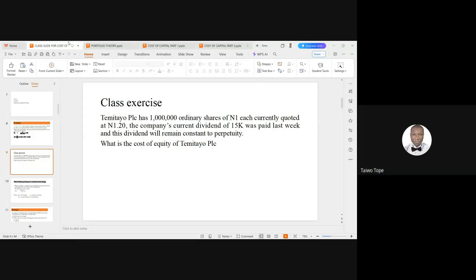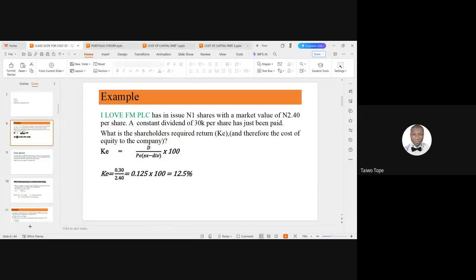Let me quickly attend to something. Let me create a link for a class. Or I should go back to the previous example. This is the formula. Write it out, please. Okay, still 12.5%. Just a few minutes, let me just create a link. Can you take down this question even as I try to create a link?